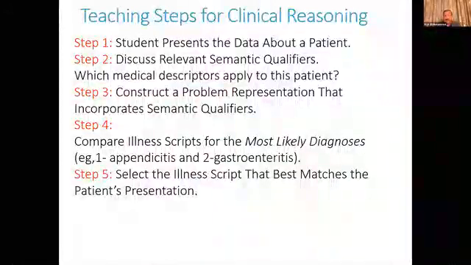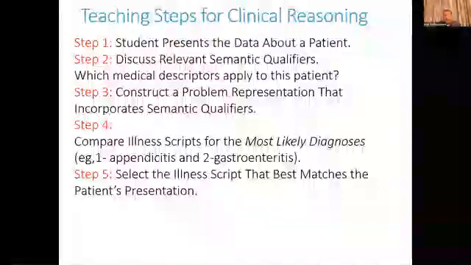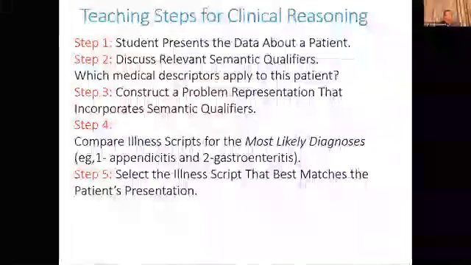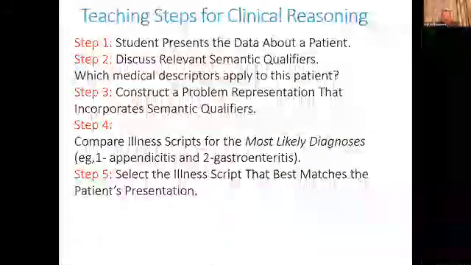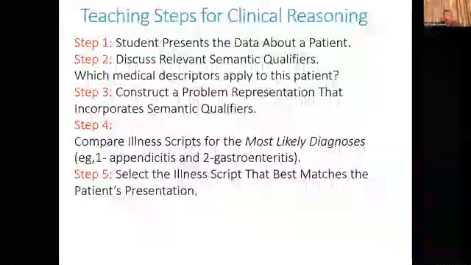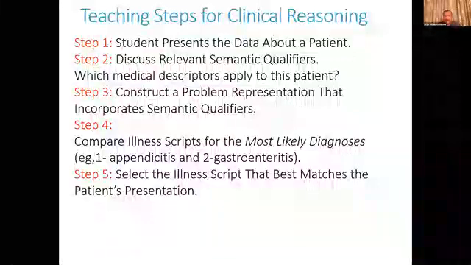مثلا نجي على الكحة, is it dry or productive? Is it continuous or intermittent, and so on. These are called semantic qualifiers. These will translate the terms of the patient to medical terms so that we can understand it by pathophysiology. Then we construct a problem representation that can summarize the case of the patient.